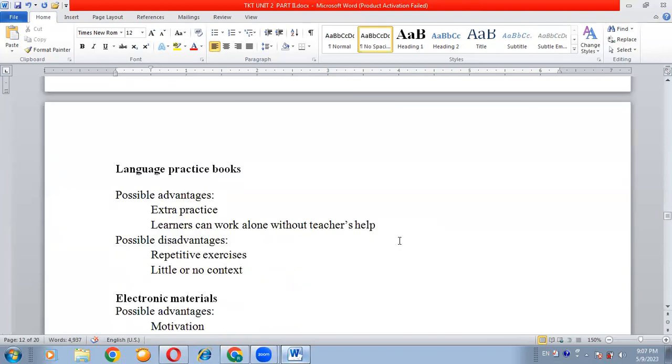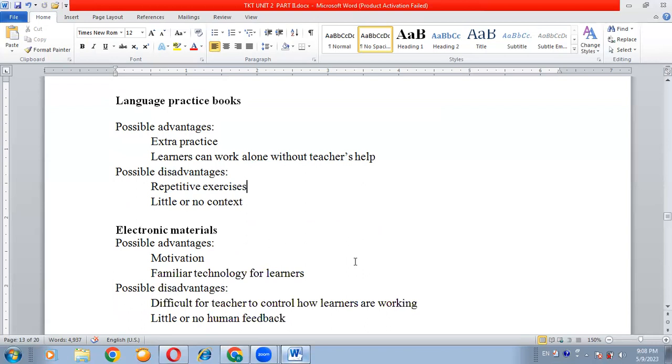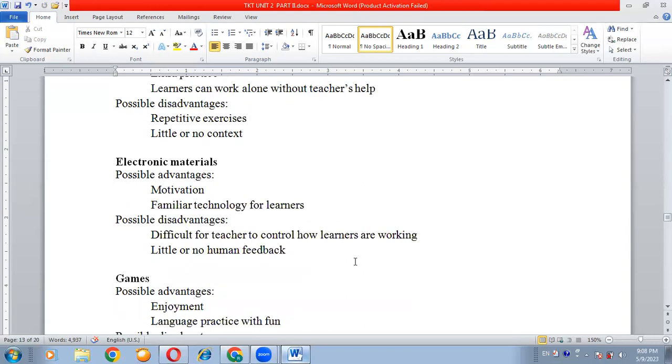Language practice books. Possible advantage: extra practice, and learners can work along without the teacher's help. Disadvantage: repetitive exercises with little or no context. Electronic materials. Possible motivation: familiar technology for the learners. Disadvantage: it is difficult to control how learners are working.